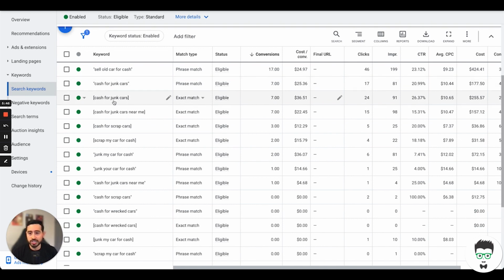Now, if you notice here, cash for junk cars exact match is exactly what it is. Cash for junk cars will bring in that exact term, but Google, over the last few years, has loosened up the algorithm, so it'll pull up anything that's similar to that. So if a search term comes in that says cash junk cars, it can potentially pull that in. So just something I wanted to call out for context.